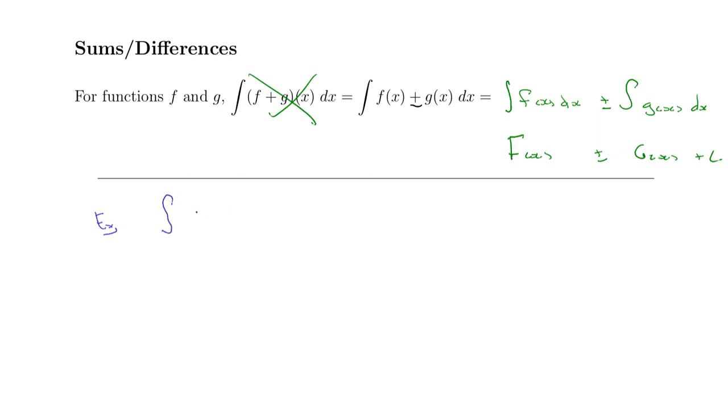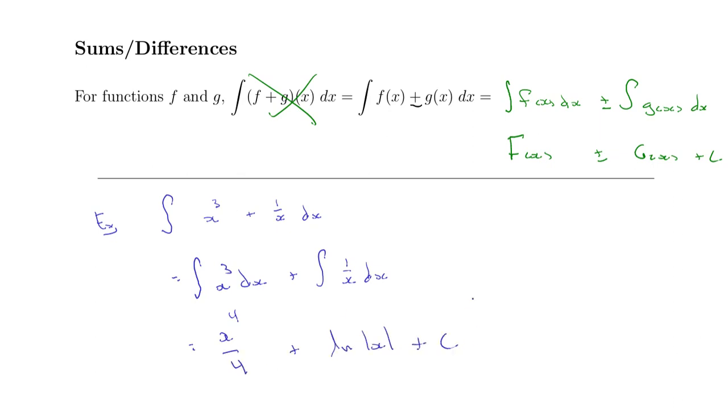If we're looking at the antiderivative of x cubed plus 1 over x dx, we can split this up into two integrals: the integral of x cubed dx plus the integral of 1 over x dx. And each of these have antiderivatives that we can do. We're going to do some power rule. So x to the 4 over 4, and this one's our natural log, plus c.